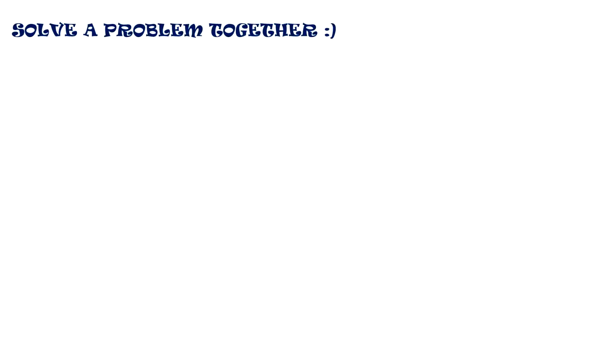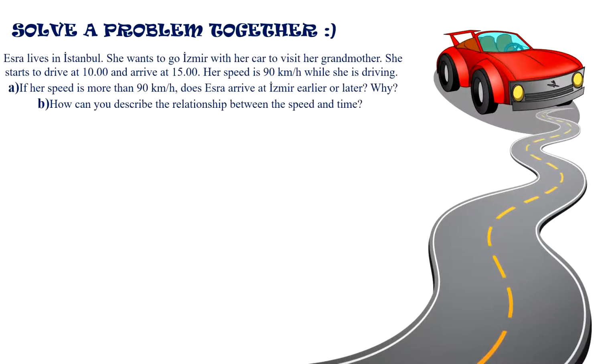Let's read the problem carefully to understand what it asks clearly. Esra lives in Istanbul. She wants to go to Izmir with her car to visit her grandmother. She starts to drive at 10 and arrives at 3. Her speed is 90 km per hour while she is driving.